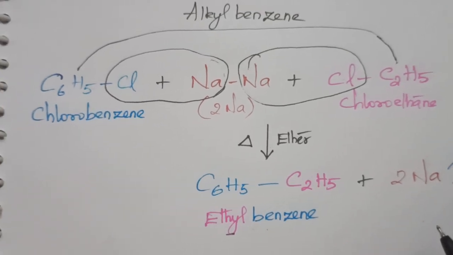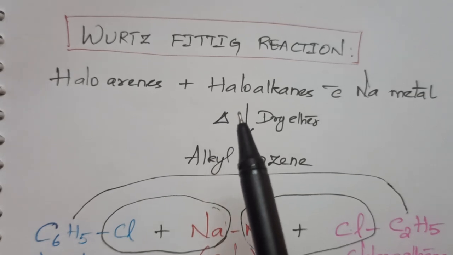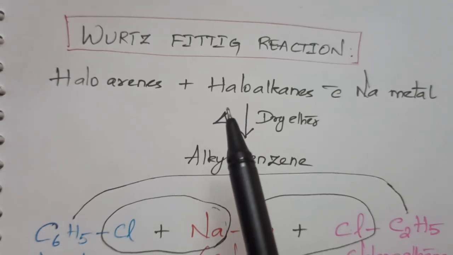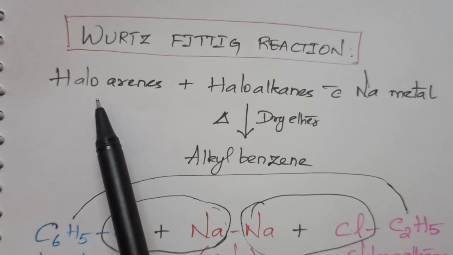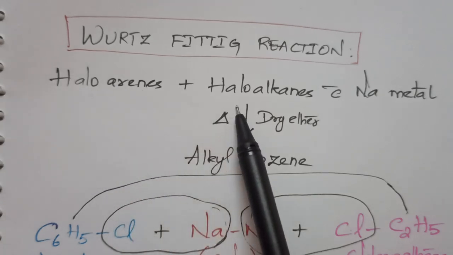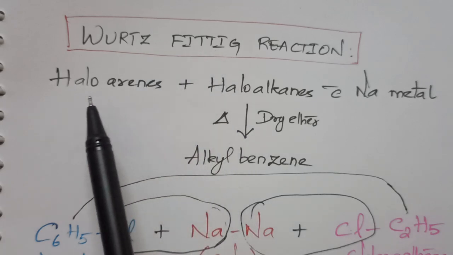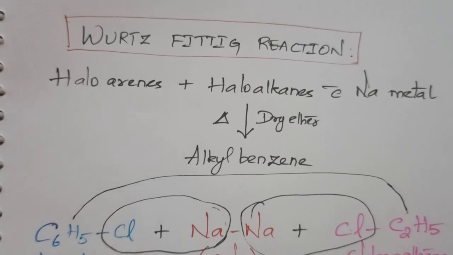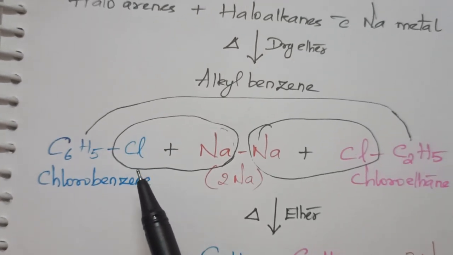This is called the Wurtz-Fittig reaction. The Fittig reaction is actually the reaction between two haloarenes. Here it is between a haloarene and a haloalkane, which is the Wurtz-Fittig reaction, whereas the Fittig reaction is a reaction between only two haloarenes, that is, chlorobenzene. When two chlorobenzenes react, the product will be a biphenyl compound.